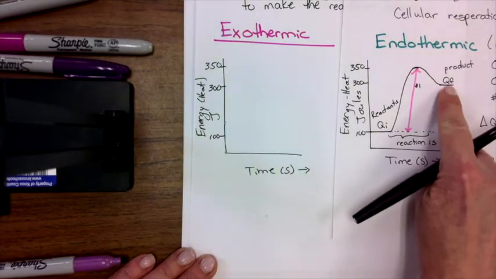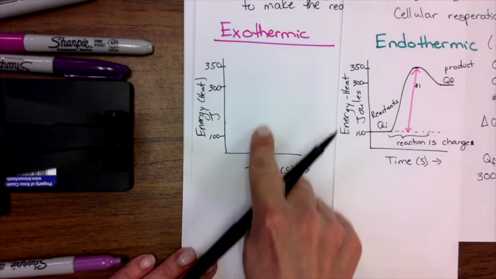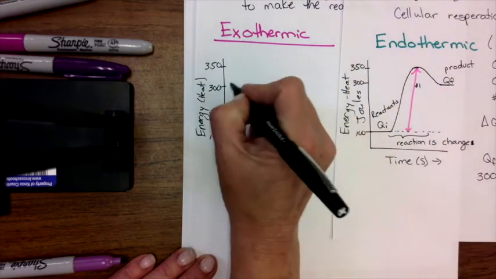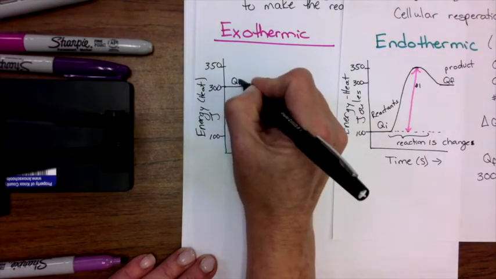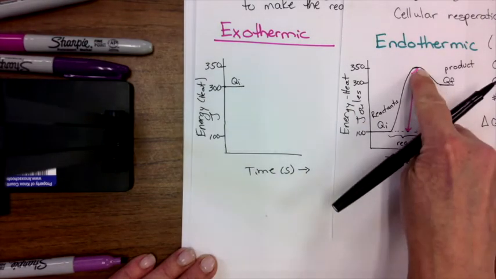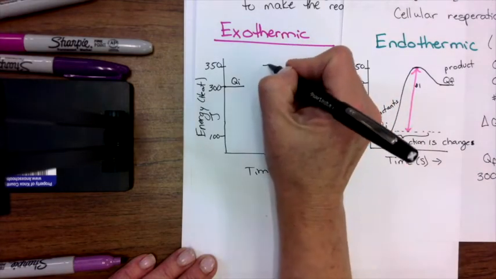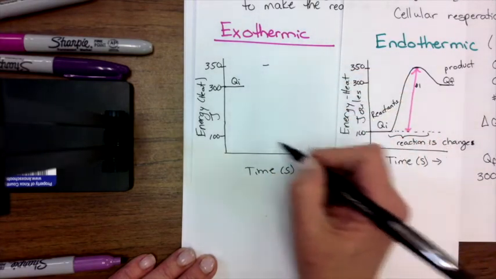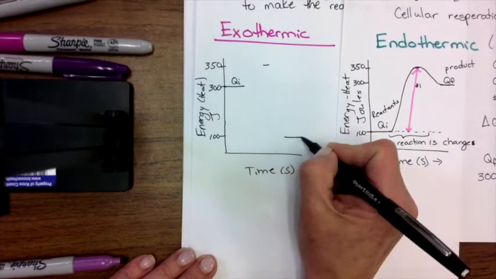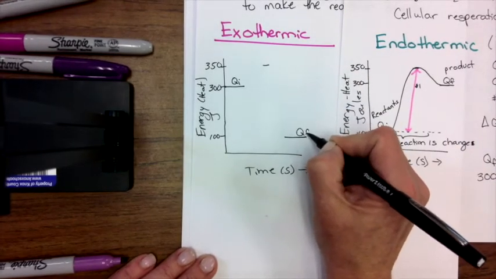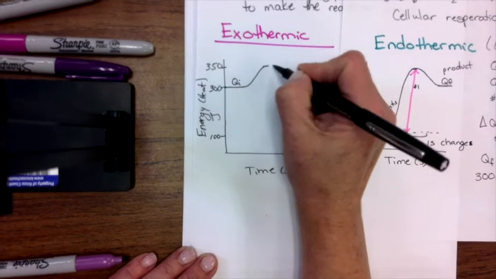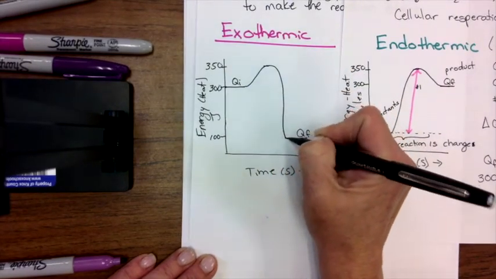So this time our Q final will become our Q initial. So if this was at 300, this will be at 300 for its initial. This is our Q initial. And we have the peak up here, which is 350. And then down below, we have our 100, which is where we end up. And this will be our Q final. So we go up again, and then we come back down.